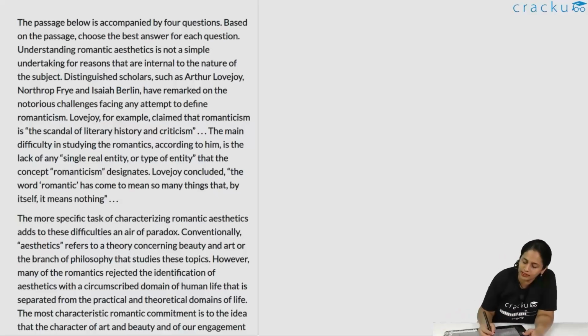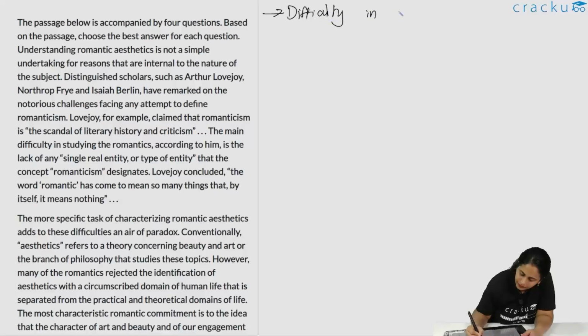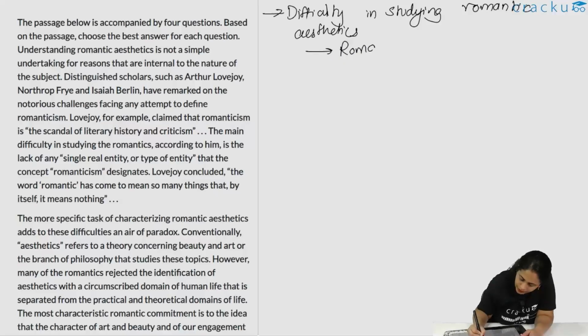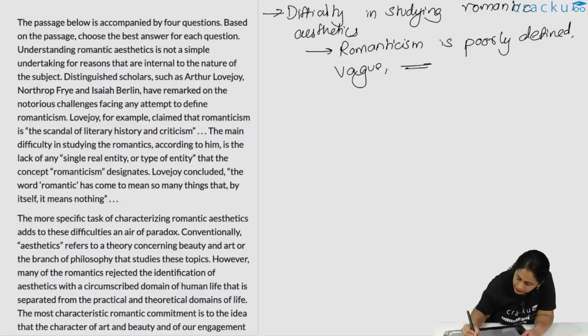So here the author is basically talking about the difficulty in understanding or studying romantic aesthetics, and the main difficulty is that romanticism is poorly defined and a vague idea, hence it is difficult to study romantic aesthetics.